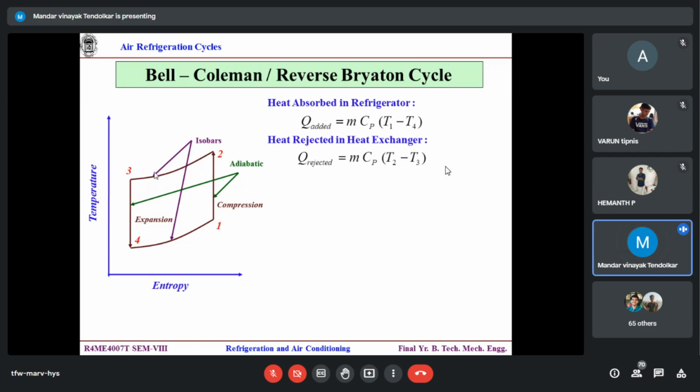Okay, fine. So heat rejected, it would be this process 2 to 3. H2 minus H3.